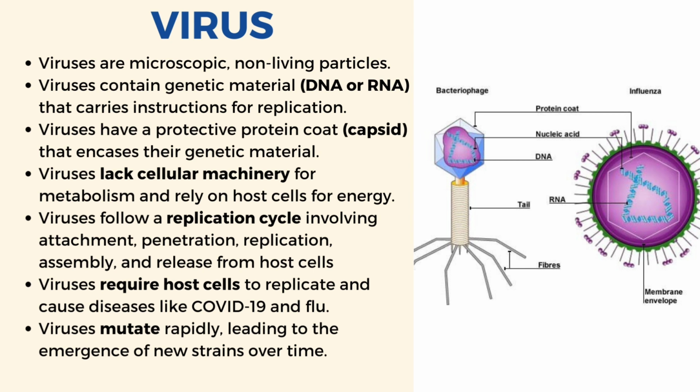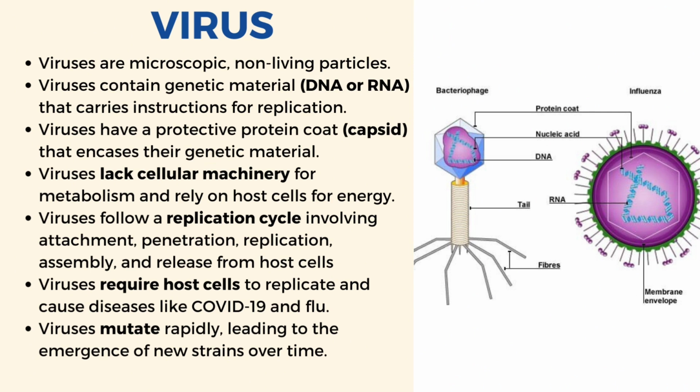The structure of a virus is very simple. It just has genetic material, either DNA or RNA, surrounded by a protein coat. Only protein and genetic material is present. Viruses are microscopic, which means they cannot be seen with the naked eye. Only with the help of an electron microscope can we see viruses, and they are non-living particles. They are acellular structures. Viruses contain genetic material, either DNA or RNA, but not both. This genetic material carries instructions for replication of the virus.